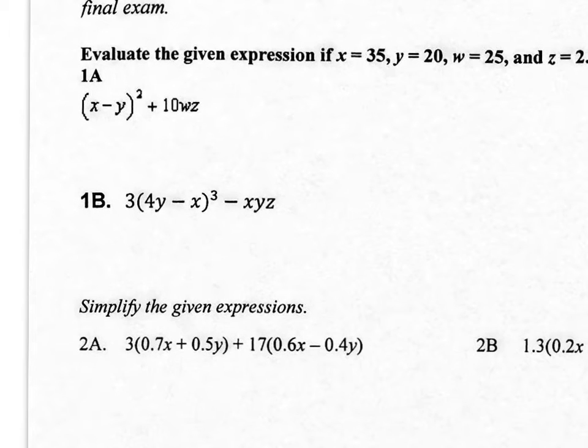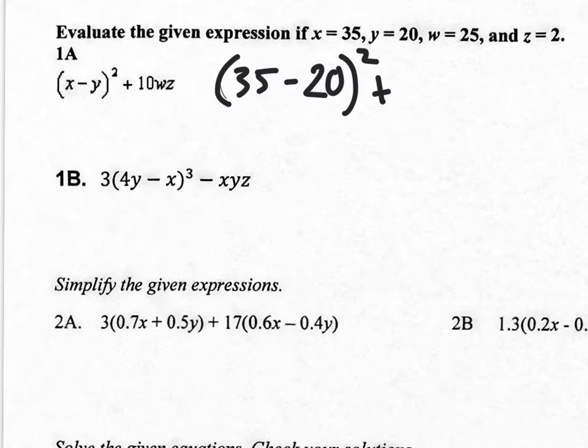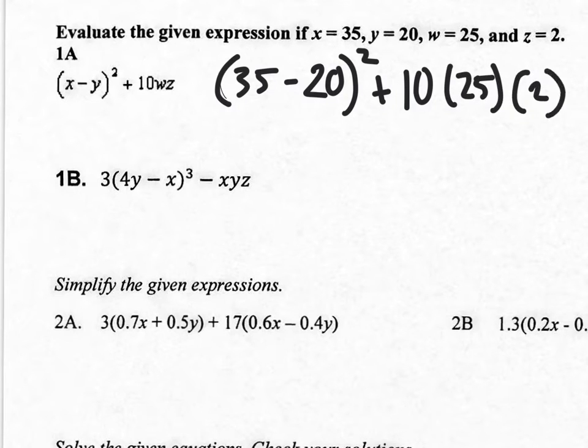And number one, 1A and 1B, they give you those values: x equals 35, y equals 20, w equals 25, and z equals 2. All you got to do is plug it in. Okay, so let's plug into 1A. We have parentheses, x minus y. So parentheses, but instead of x, we're going to put 35 minus y, minus 20. And it's to the second power plus 10 times 25 times z, which is 2.